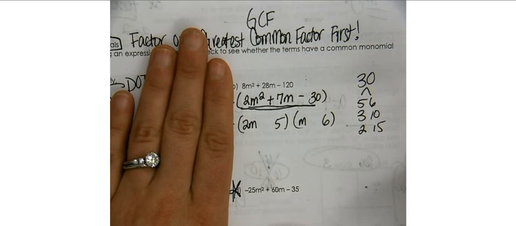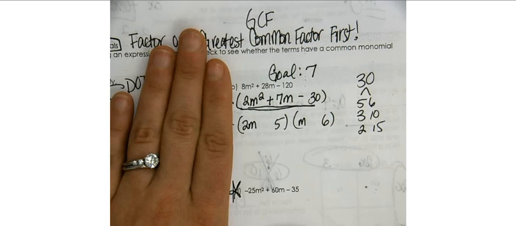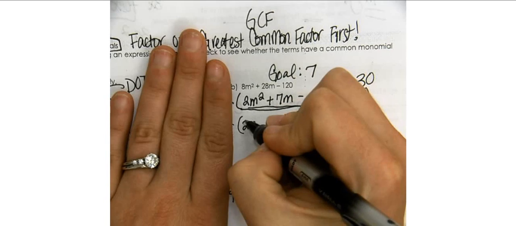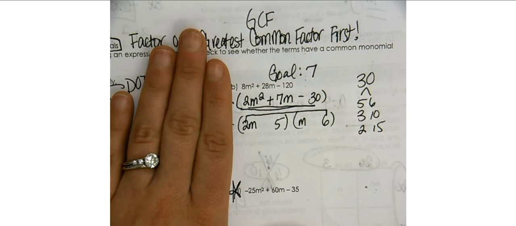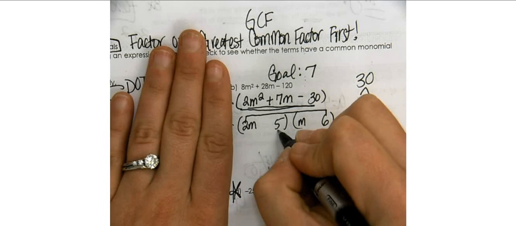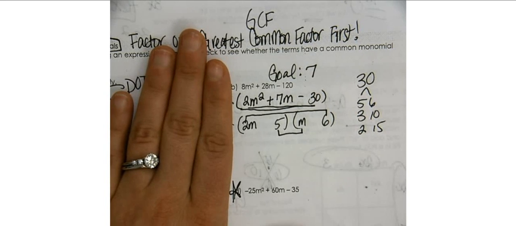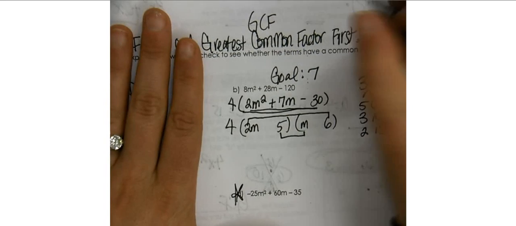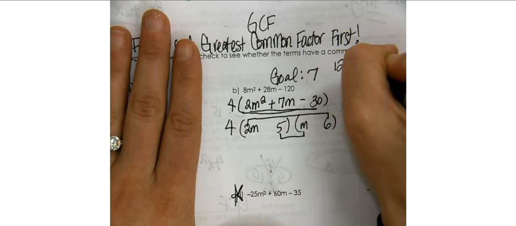Okay, my goal is to somehow get a 7. That's what my goal is. That's my middle number. I have to get that number somehow. So I'm going to multiply 2 times 6, and I get 12. And 5 times 1, that's going to give me a 5. 12 and 5. I know that 12 minus 5 equals 7.